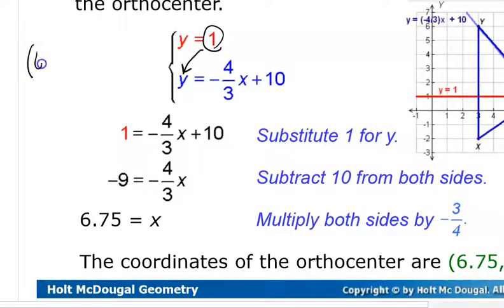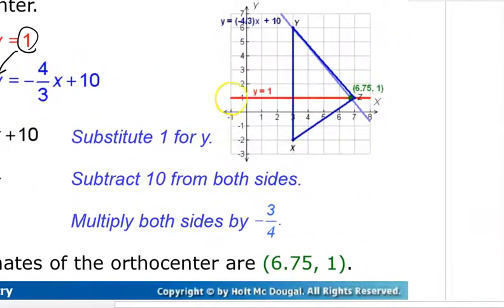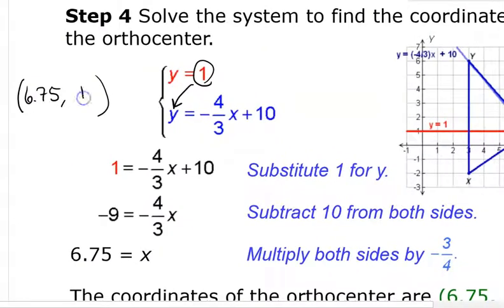Now you might be wondering, if we're trying to find a point, that's only half the point. That's only 6.75, and I don't know my y. How do I get my y? Well, you can plug that back in right here and figure out what your y would be. Or you can just look at your line and say, it's along this line where all my y values are 1. So no matter what I plug in, 6.75 or whatever, I'm going to get 1 as my y. And if you're not understanding that, you can take the 6.75 and plug it in for x right there and find out what y you get. But you will get 1.